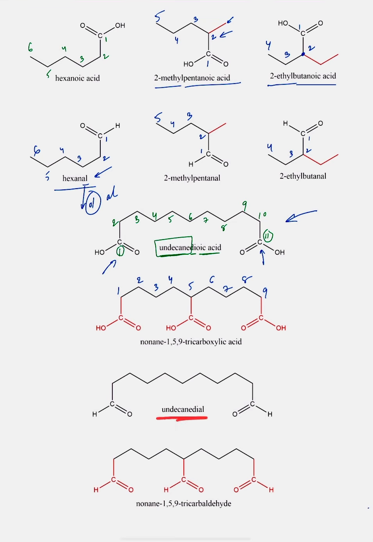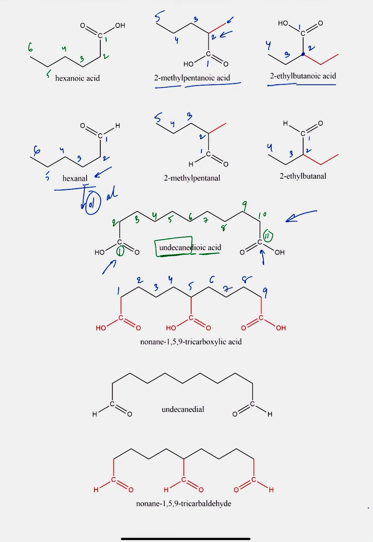The same principles are followed for naming an aldehyde. Here we have a total of 11 carbons. That's why the name is undecane, and because there are two aldehyde groups, it's undecane dial. The name is undecane dial. Now in the situation where I have more than two aldehyde groups attached to a molecule as shown here, I cannot take any two as part of the parent chain because I will miss the third one.